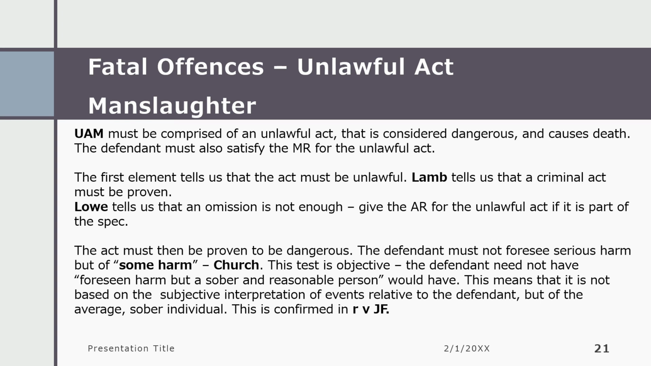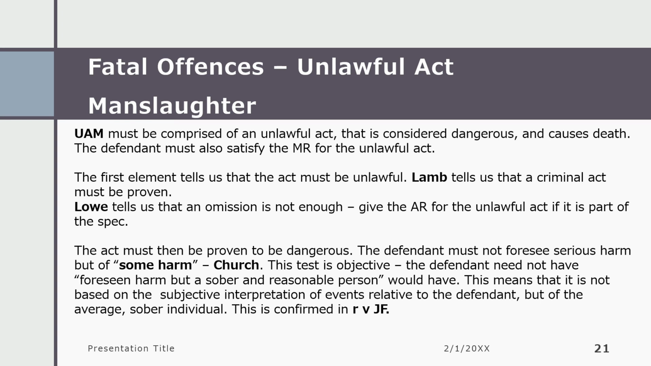Next on fatal offences is unlawful act manslaughter. So unlawful act manslaughter must be comprised of an unlawful act that is considered dangerous and causes death. The defendant must also satisfy the mens rea for the unlawful act. So like ABH, there's an underlying act for this as well.